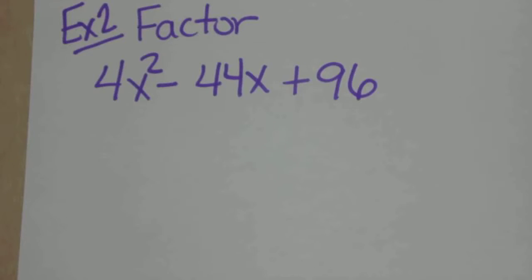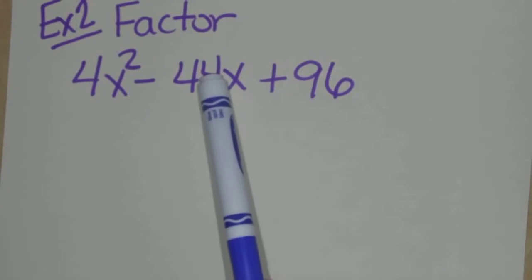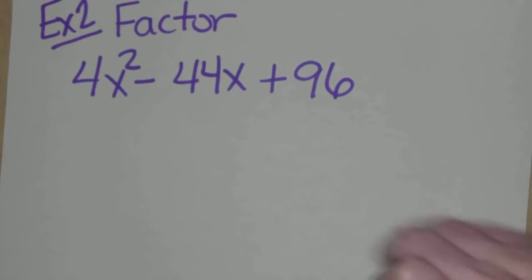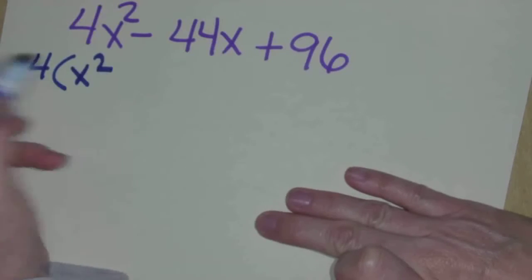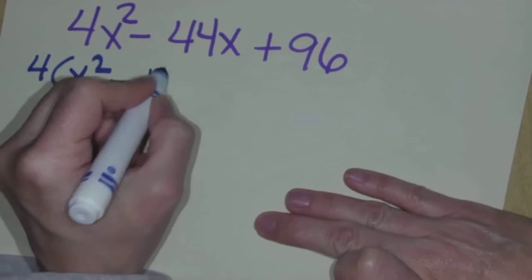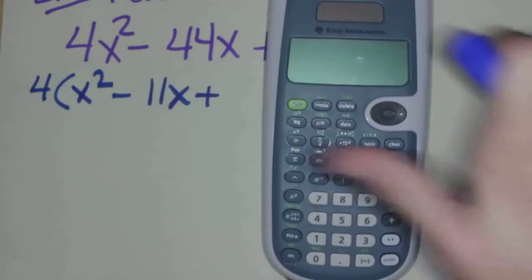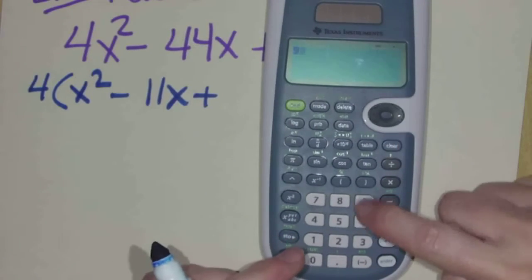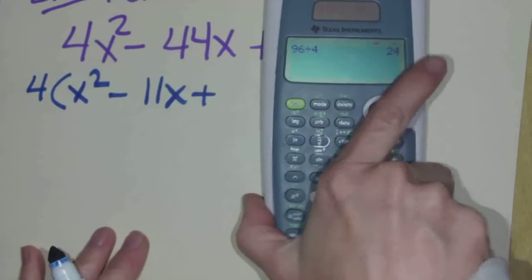And so my GCF is going to be 4. 4 divides into all of these terms. So let me pull that out. So I've got a 4. I'm going to be left with x squared minus 11x plus, what's 96 divided by 4? I'm not sure I know that. 96 divided by 4. 24. Okay, 24 it is.